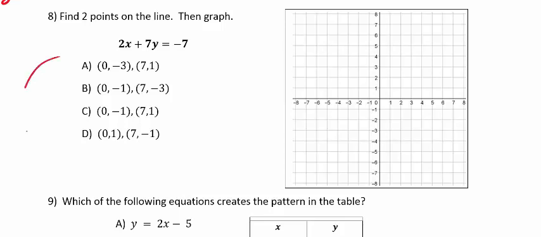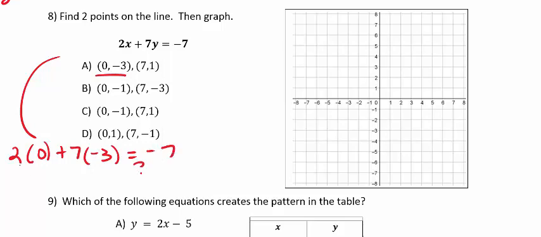So let's start out here with A. I'm going to do 2 times, I'll plug in 0 for x, and then I'm going to plug in -3 for y, and we want to know if this is a true statement. Well, 2 times 0 is 0, 7 times -3 is -21, and this does not equal 7, so we automatically know that this one could not be the answer.